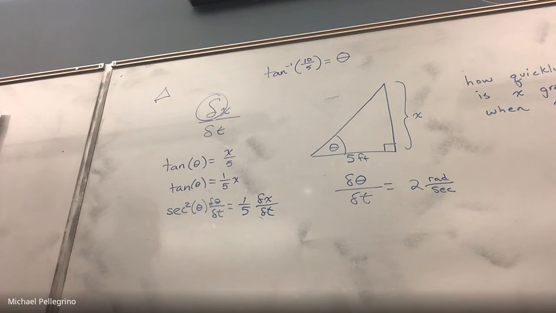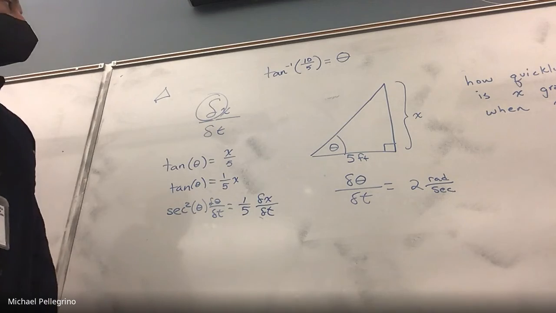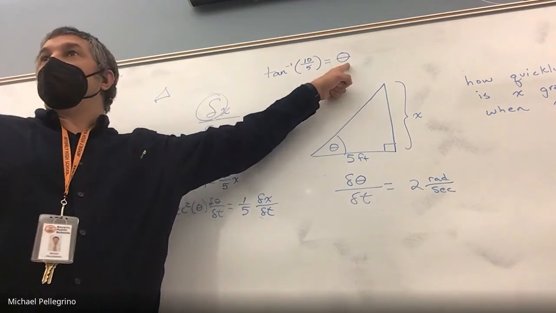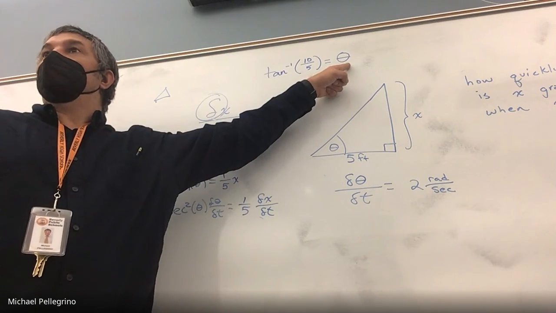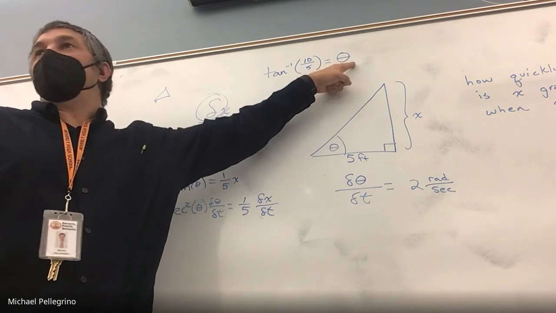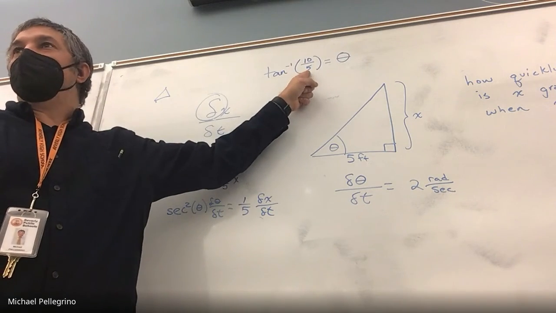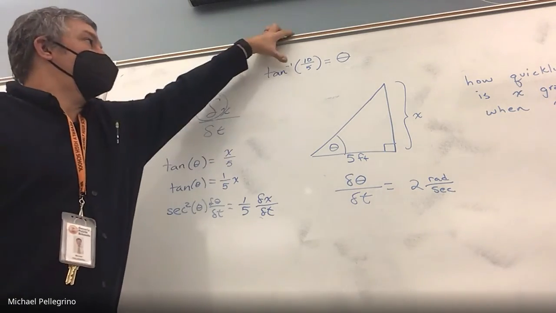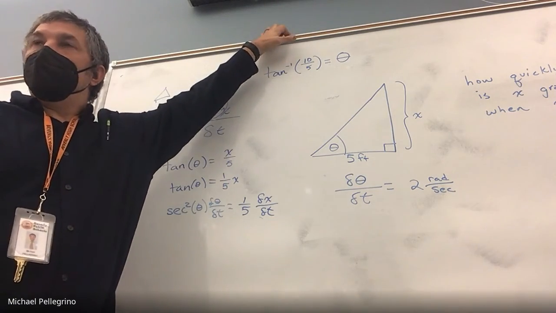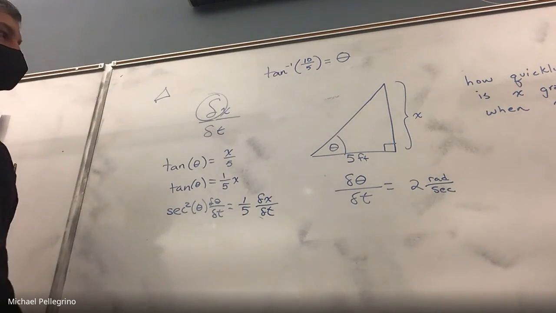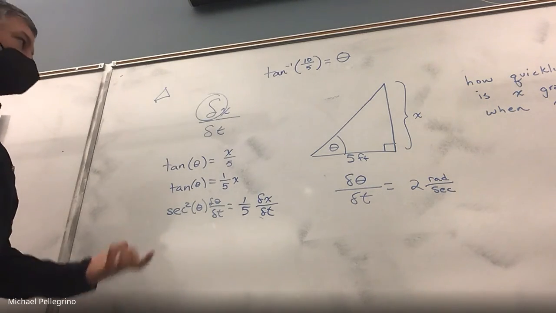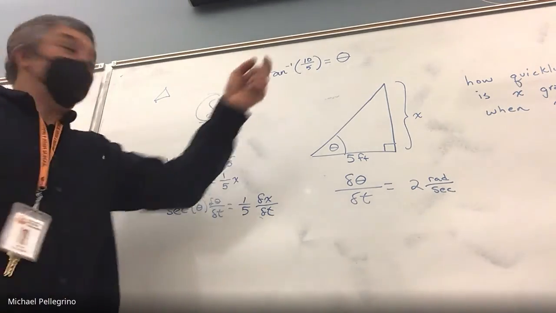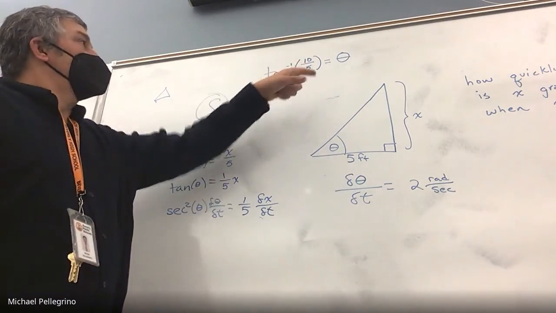It depends on where the variable is. If the variable is over here, then you're finding the angle. If the variable is inside here, then you're finding the tangent. And so there's no negative one there.